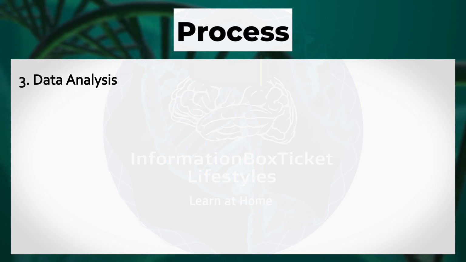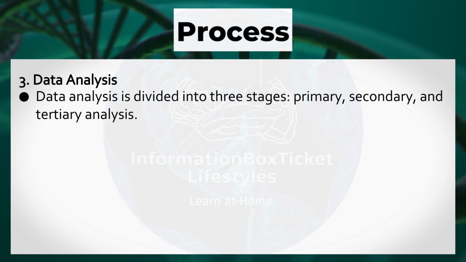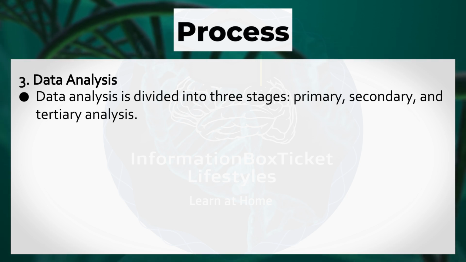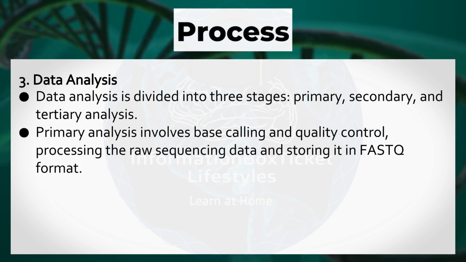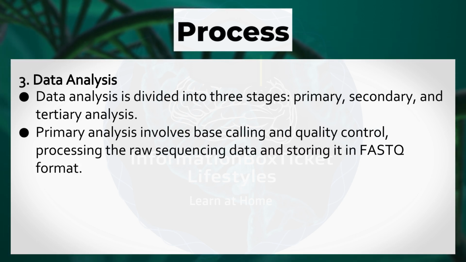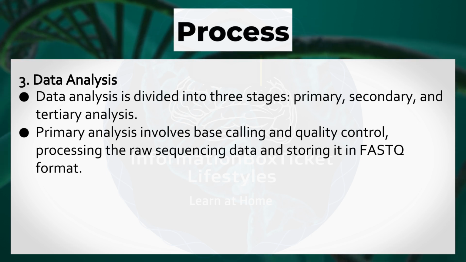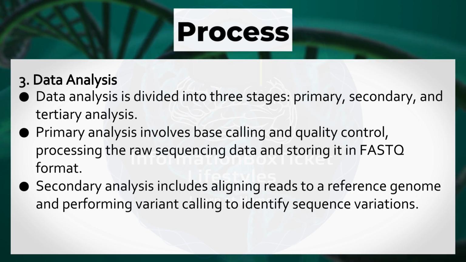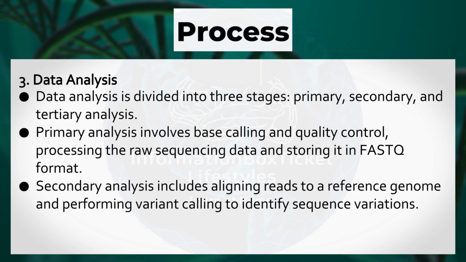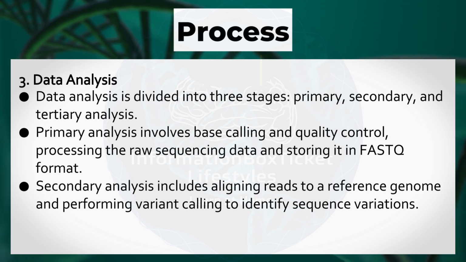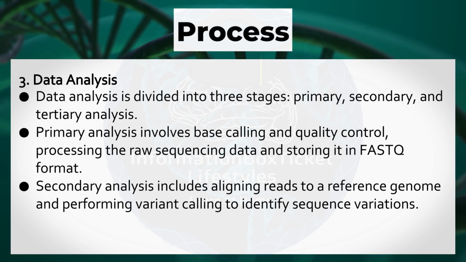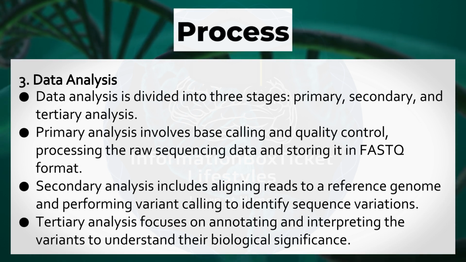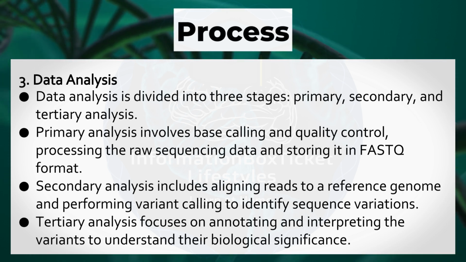Third, data analysis. Data analysis is divided into 3 stages: primary, secondary, and tertiary analysis. Primary analysis involves base calling and quality control, processing the raw sequencing data and storing it in FASTQ format. Secondary analysis includes aligning reads to a reference genome and performing variant calling to identify sequence variations. Tertiary analysis focuses on annotating and interpreting the variants to understand their biological significance.